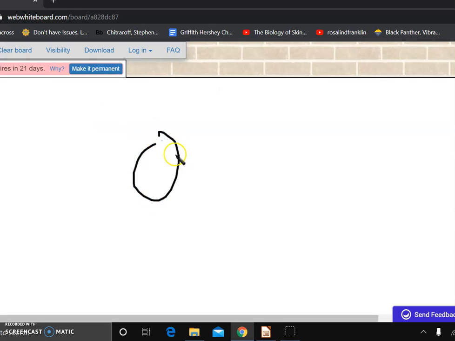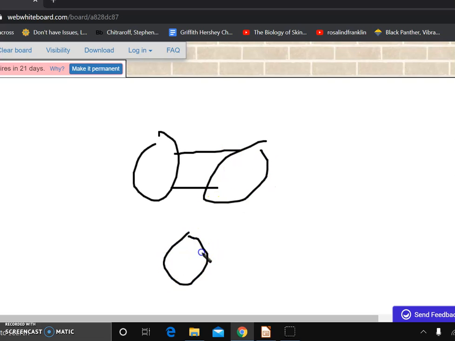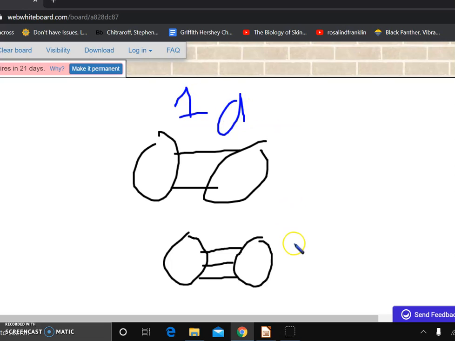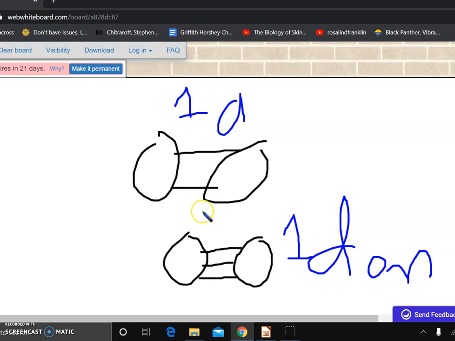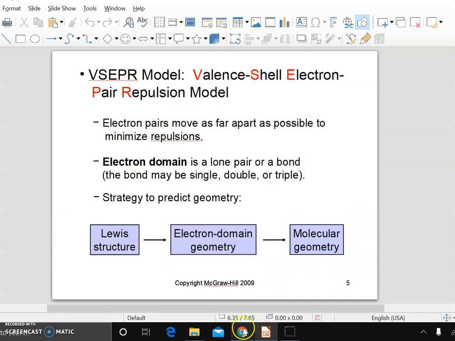Now if we have a double bond, or even a triple bond, those still each count as 1, because it's just a location of electrons. So this would only have one domain. So that's what we mean by electron domains: locations or clouds of electrons.